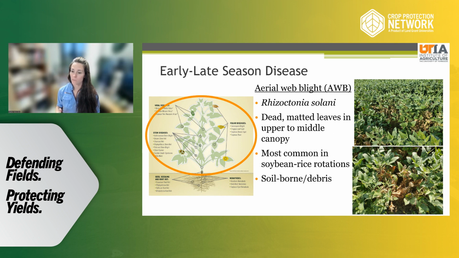This is most common in soybean-rice rotations. This pathogen is a soil-borne and/or debris-borne pathogen. Again, with that rice rotation in there, it is also a pathogen in the rice system. So again, where as a seedling disease we're looking more in the soil and in seedling stages, here it's more above ground symptoms that will indicate that you do have aerial web blight.